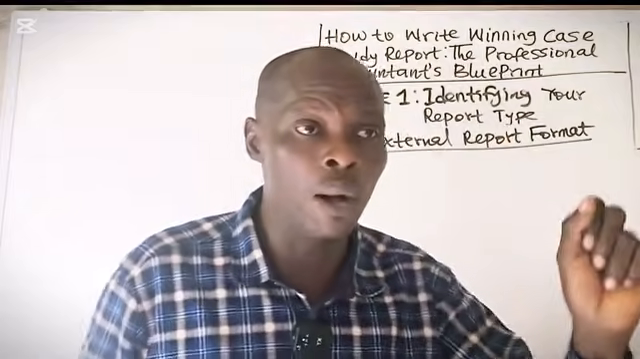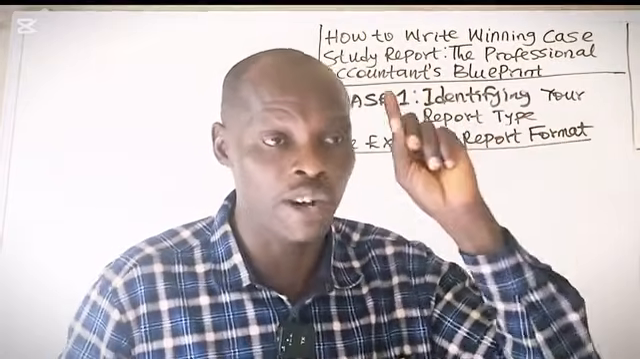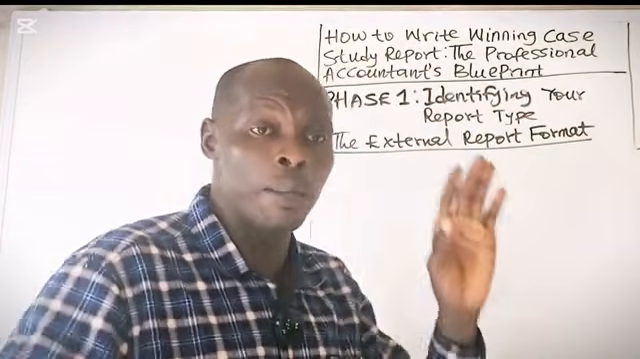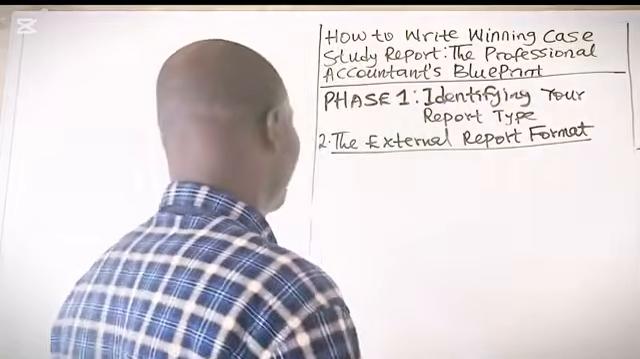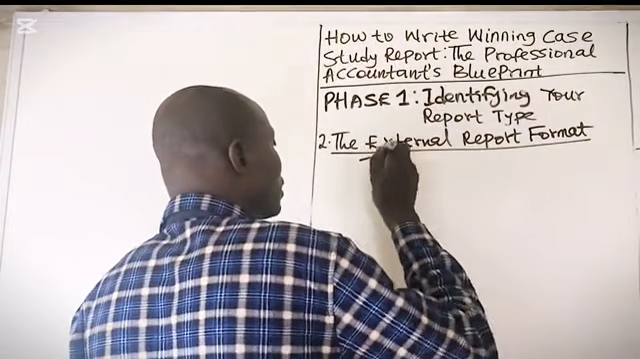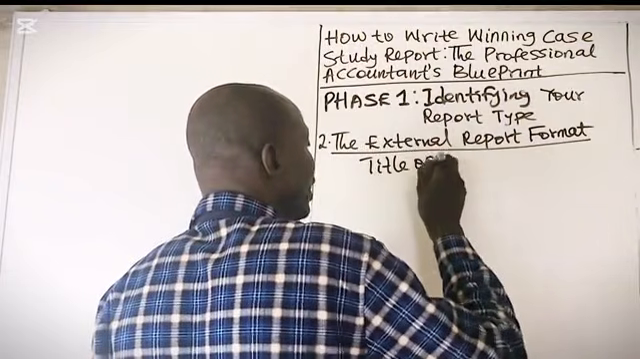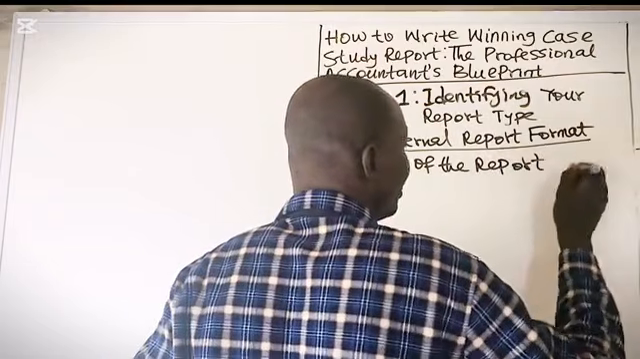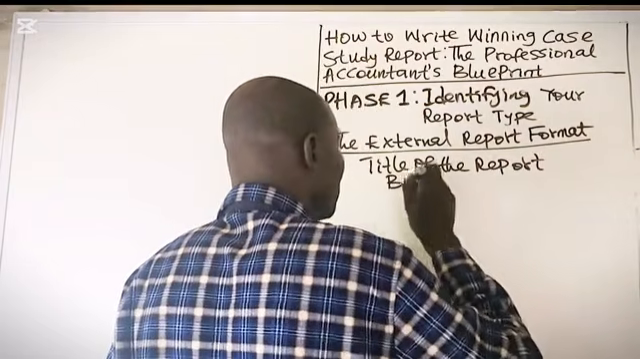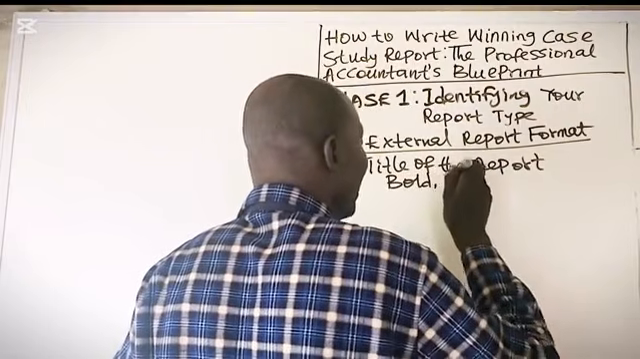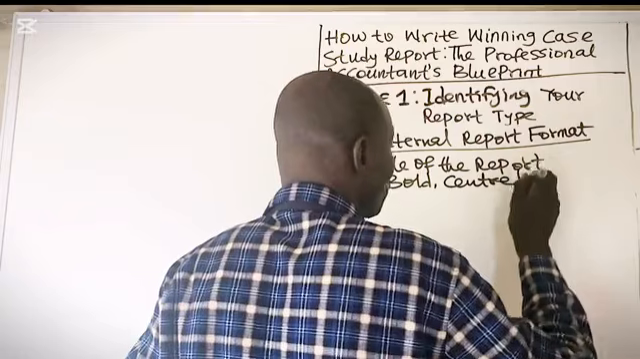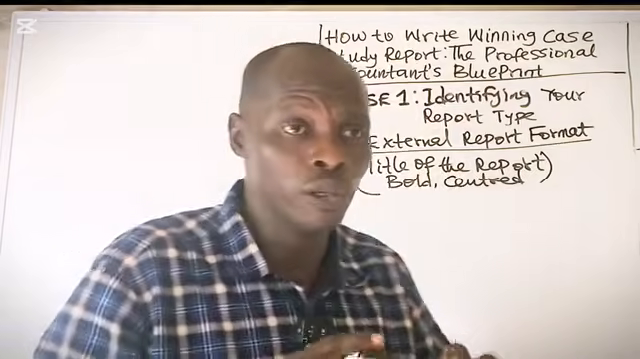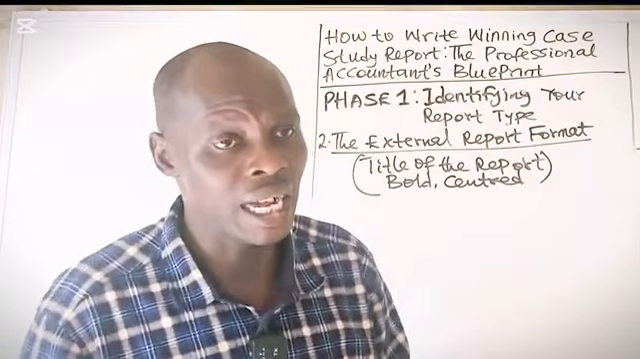For an external report, you start with the title of the report. The title of the report must be bold and centered. The title must be bold and it must be put at the center.